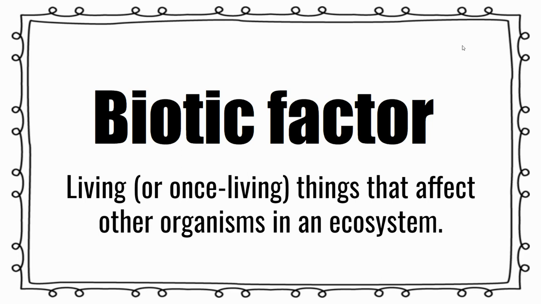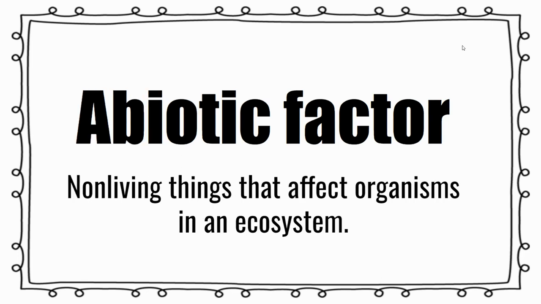Now the opposite of a biotic factor, which is those living things, the things that you eat usually, so you've got your plants and animals and bacteria and fungi, the opposite of that is an abiotic factor. And an abiotic factor is something that is non living that affects organisms in an ecosystem. Now, non living things are things that were never alive, or are not currently alive.